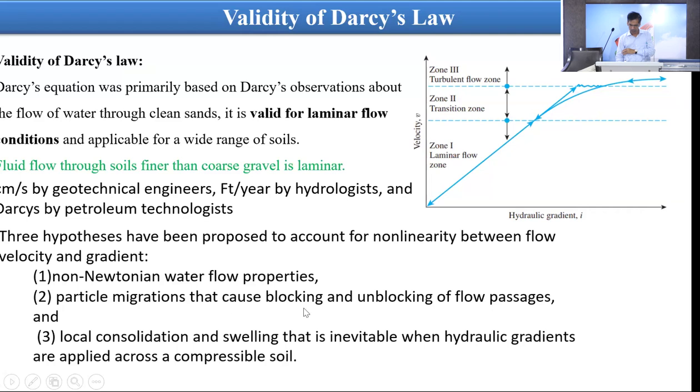Then blocking and non-blocking, that also will not work, particularly when you are using clay liners, using montmorillonite, and suppose any other leachate is coming which is reacting with the montmorillonite, then it will also change the void ratio. What you are getting in the laboratory will not be the same.